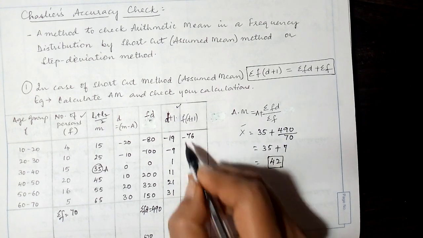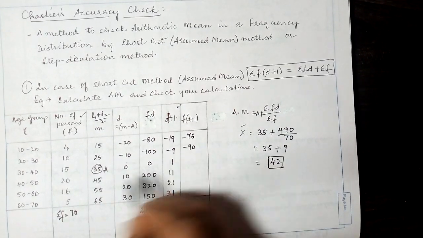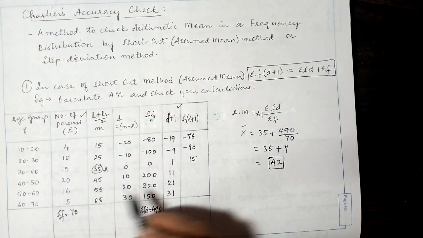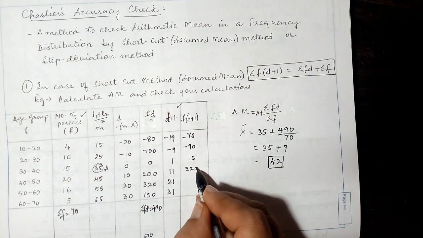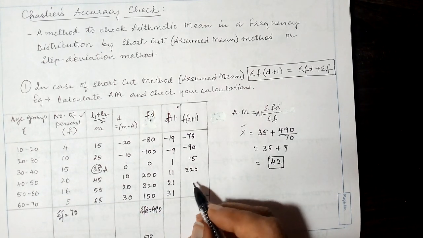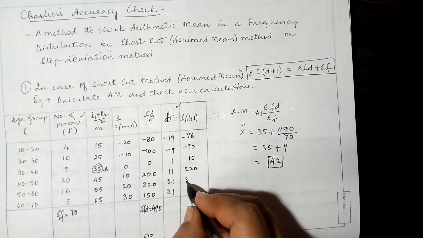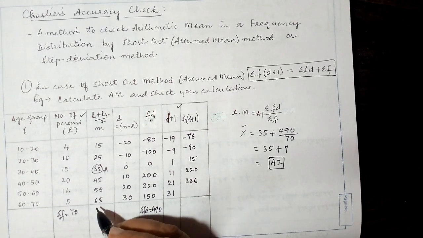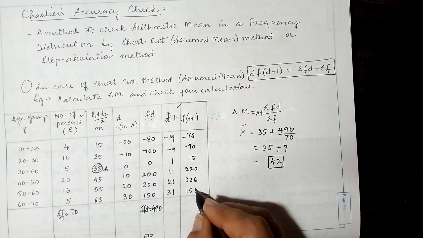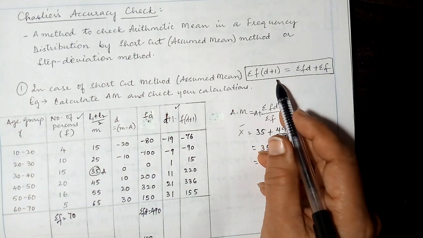76 minus 76. Then 10 into 9, minus 90. 15 into 1, 15. 20 into 11, 220. 16 into 21, so this is 336. And 5 into 31, it will be 155. Now we need sigma f d plus 1.